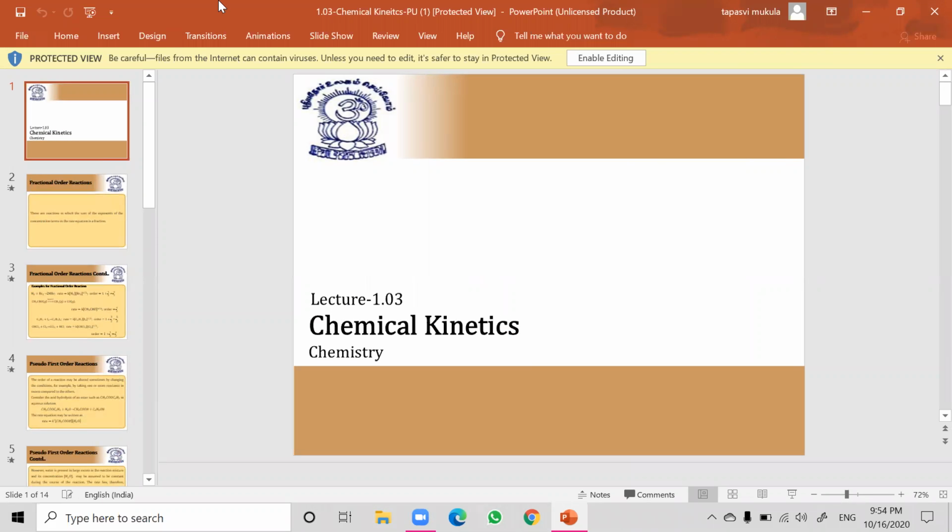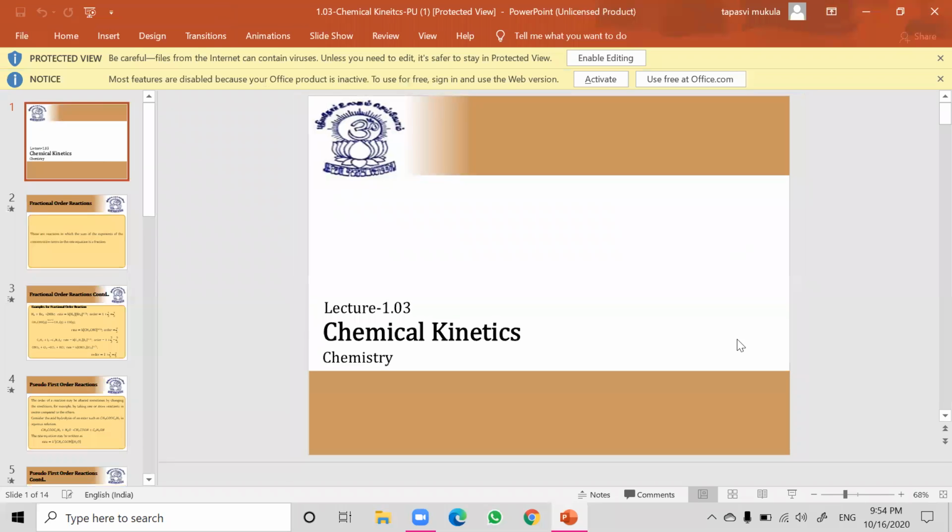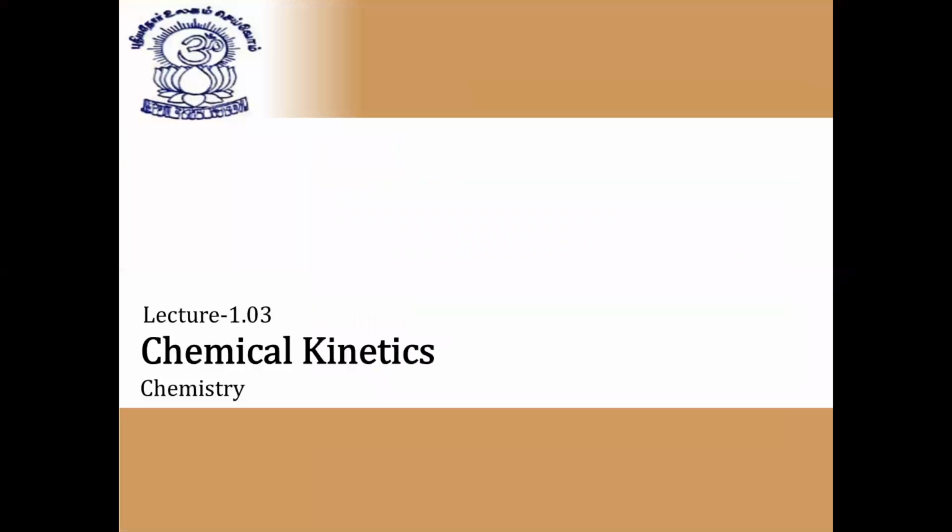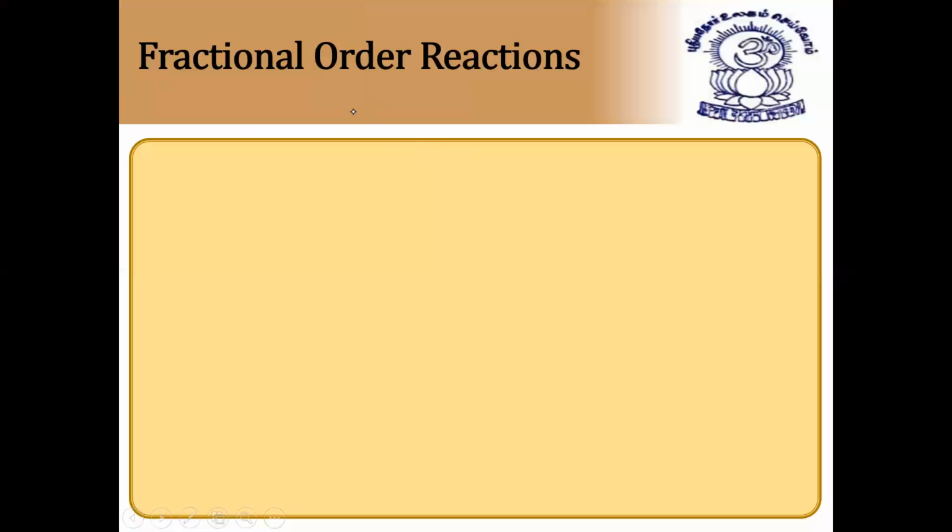In the first topic, we have done completely the first lecture: what is rate of reaction, the factors affecting rate of reaction, how to express the rate law for a given chemical reaction, and we have done some numericals also. Now we are going to continue the topic in chemical kinetics. Apart from that, we have also seen how to find out the order of reaction. Now what is there in this session? First, the next topic is fractional order reactions. Let us start now.